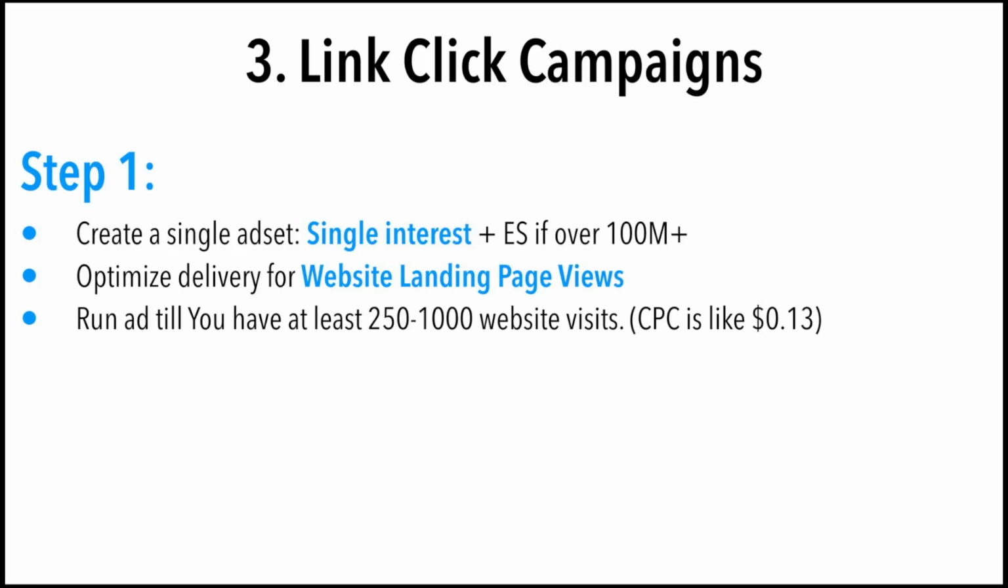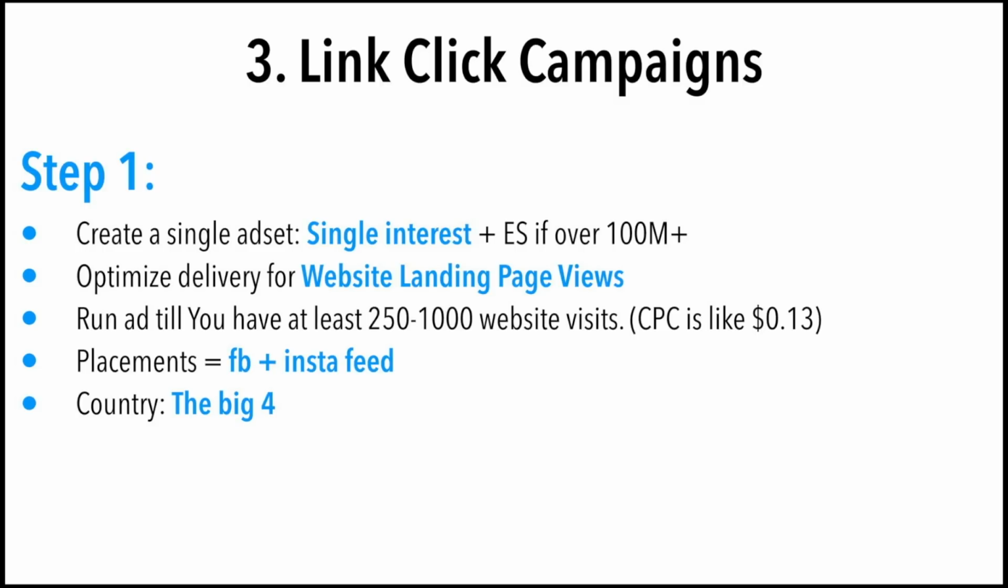At that point, the ad is going to optimize itself. Obviously, Facebook is going to figure it out, and the cost per click is going to get even lower than 13 cents. That's probably just what you're starting to look at. And finally, for placements, it's going to be Facebook plus InstaFeed. And for countries, again, we're going to leave it at the big four. But if you want to do one country at a time, that's totally fine. It's not really going to hurt you. Australia, Canada, UK, and the US are great audiences, great markets. And even if you want to go to Scandinavia or Europe, it's totally up to you.